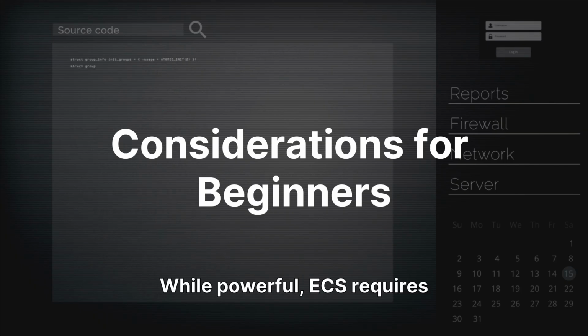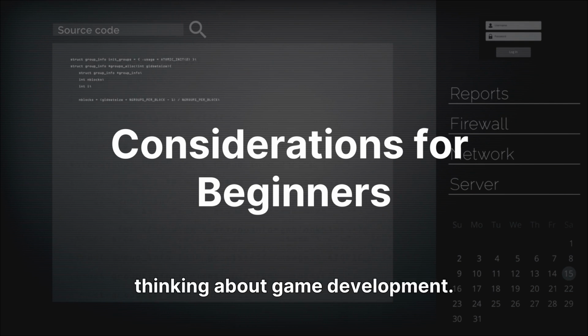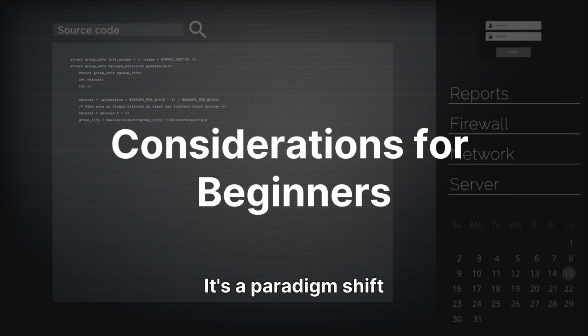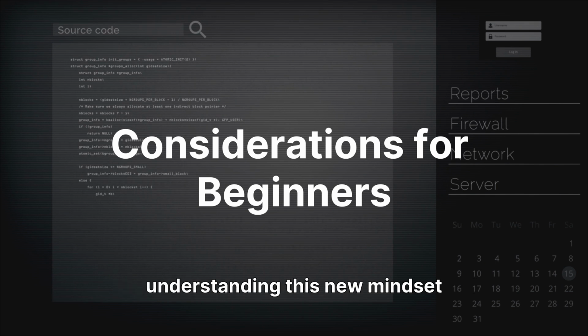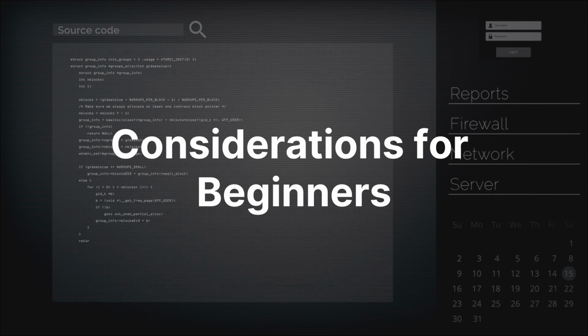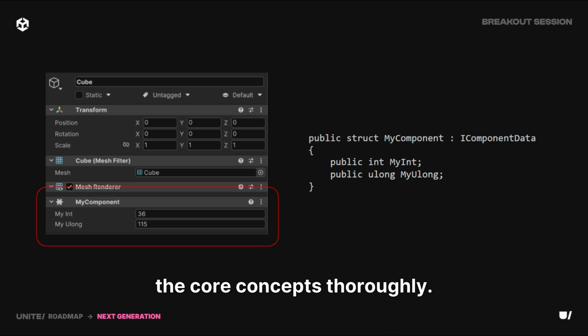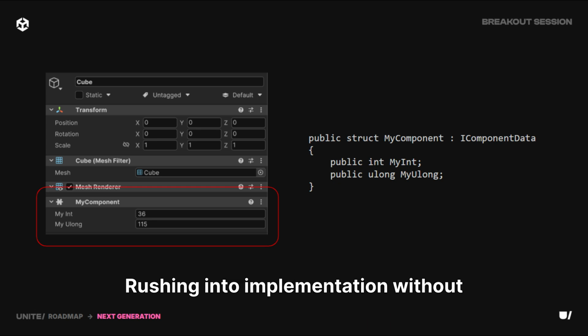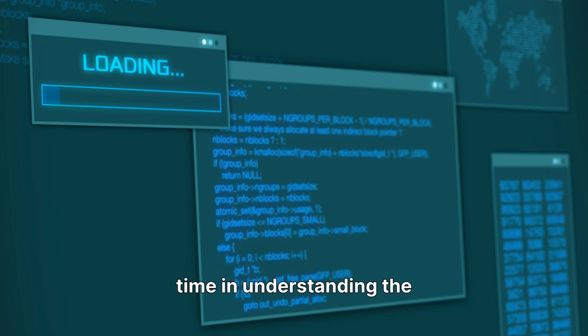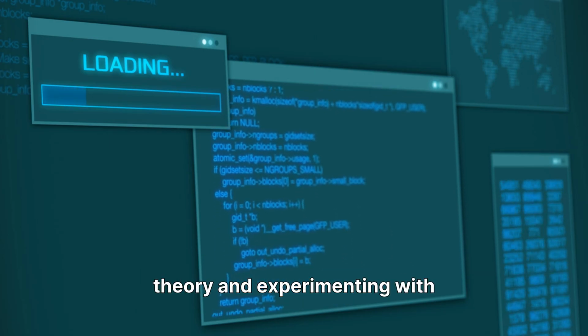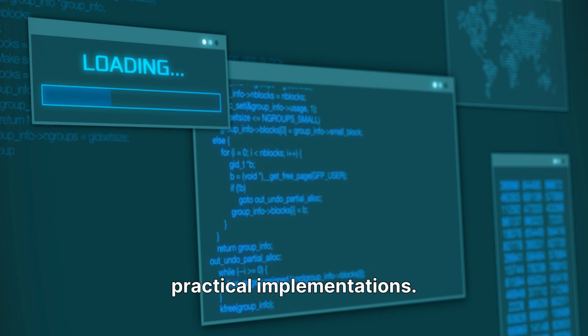While powerful, ECS requires a different way of thinking about game development. It's a paradigm shift from object-oriented programming, and understanding this new mindset is crucial for success. It's important to understand the core concepts thoroughly. Rushing into implementation without a solid grasp of these foundational principles can lead to frustration and inefficient code. Be prepared to invest time in understanding the theory and experimenting with practical implementations.